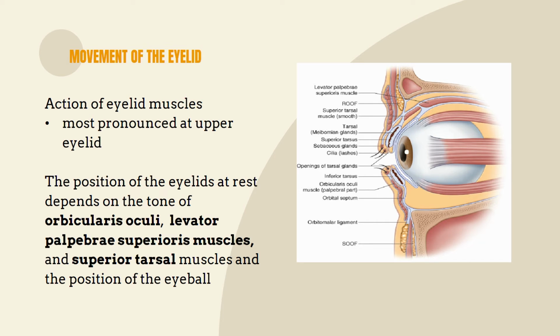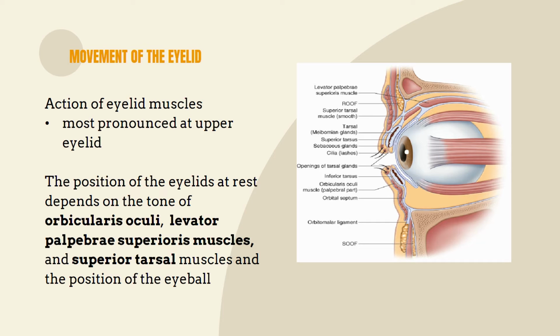The actions of the eyelid muscles are most pronounced at the upper eyelid. Thus, opening the eye generally describes the action of elevating or lifting the upper eyelid. Conversely, closing the eye denotes depressing or lowering the upper eyelid.